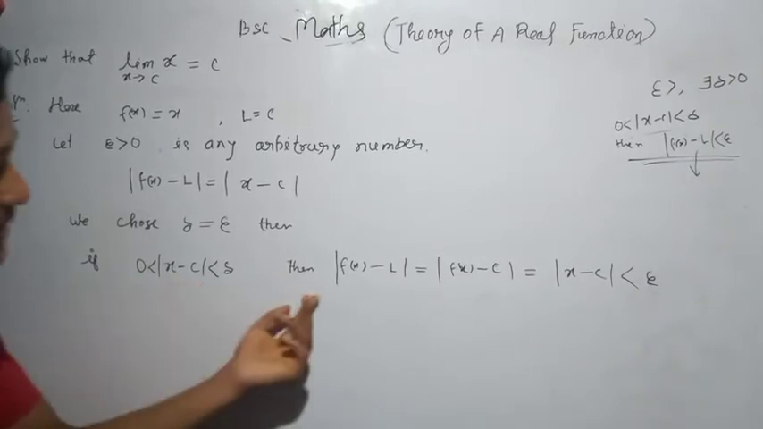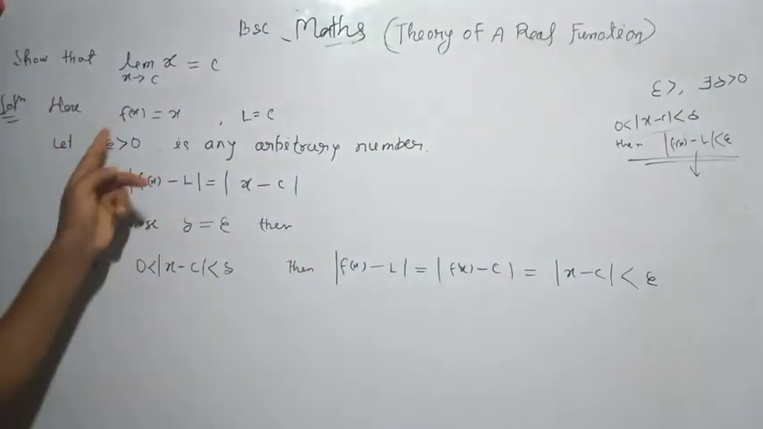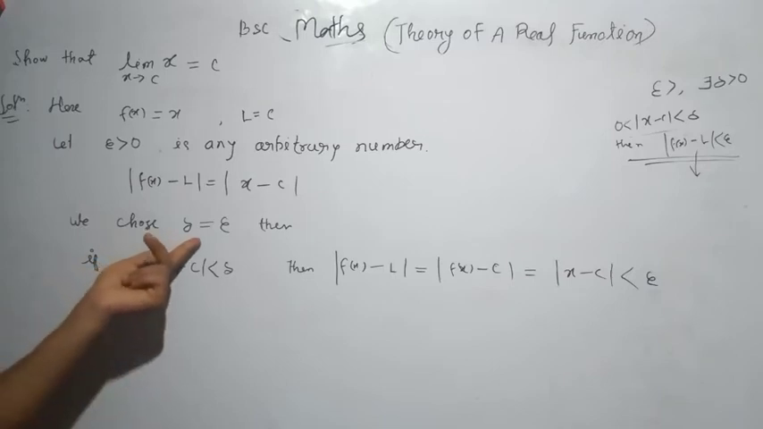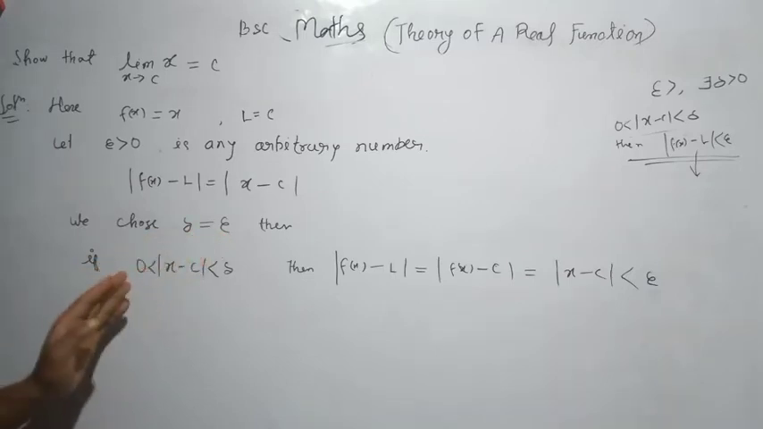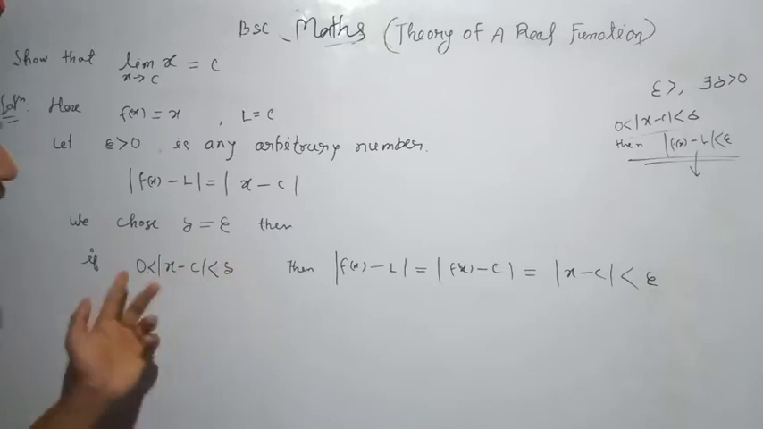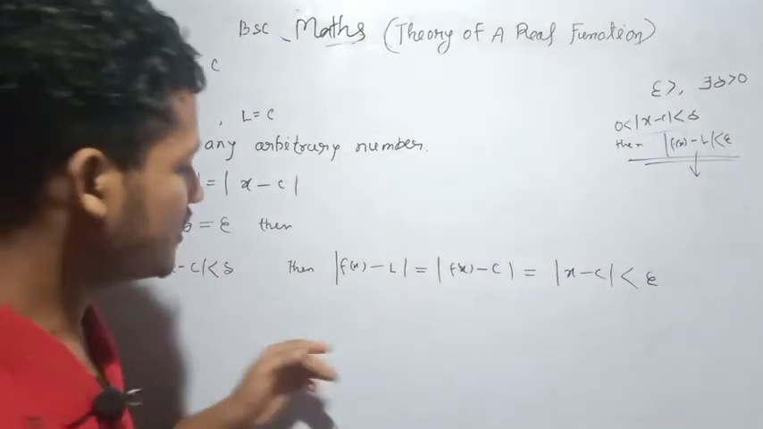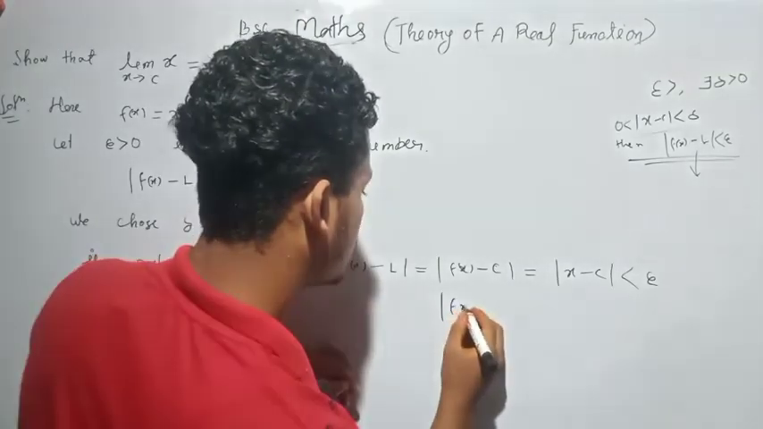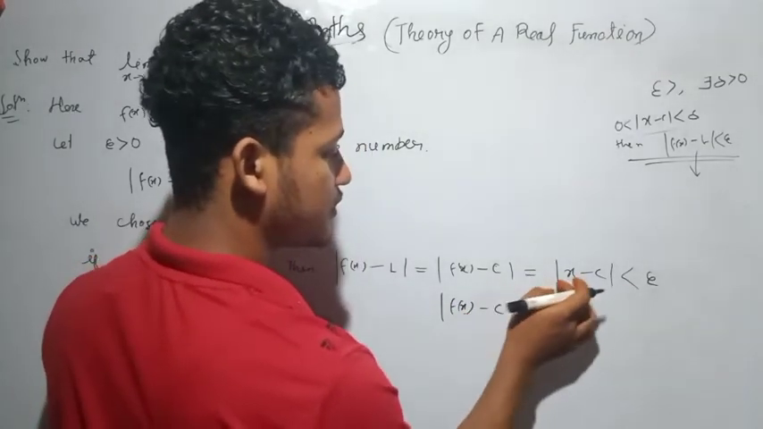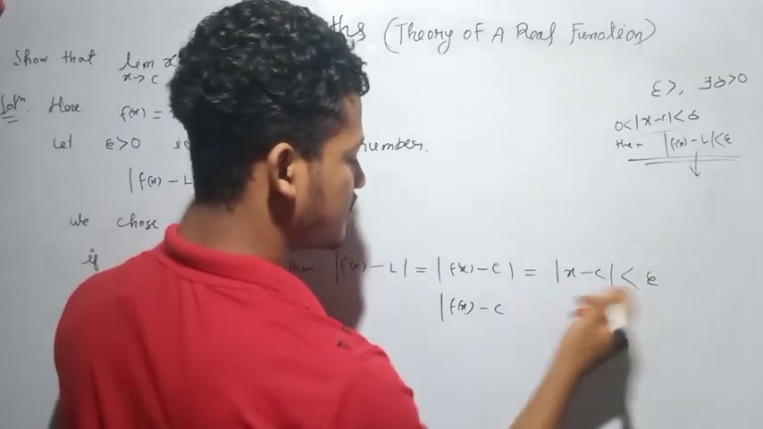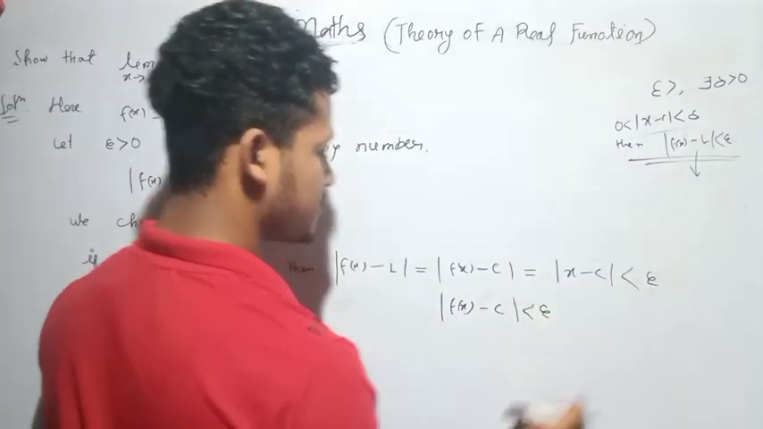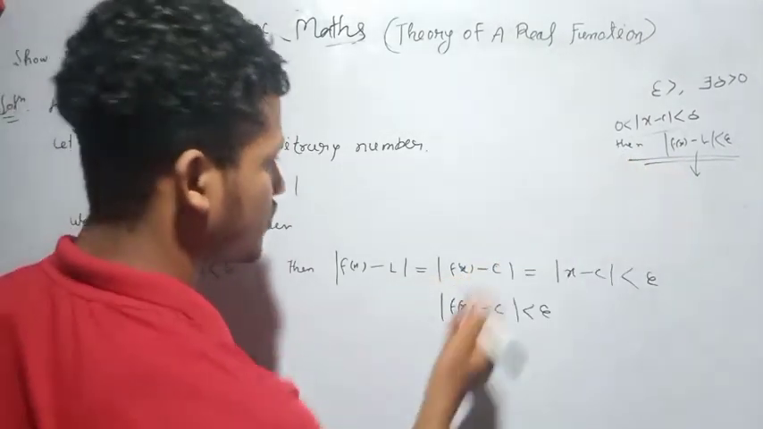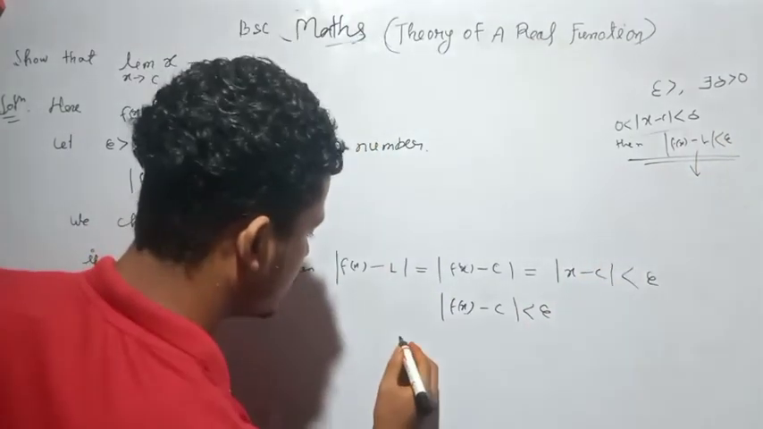So if this, then this. For any epsilon, there exists delta. We can choose delta, that means there exists delta equal to epsilon, such that if modulus of x minus c is less than delta and greater than 0, then modulus of f of x minus c is less than epsilon. Then according to the definition of limit, if this, then this.